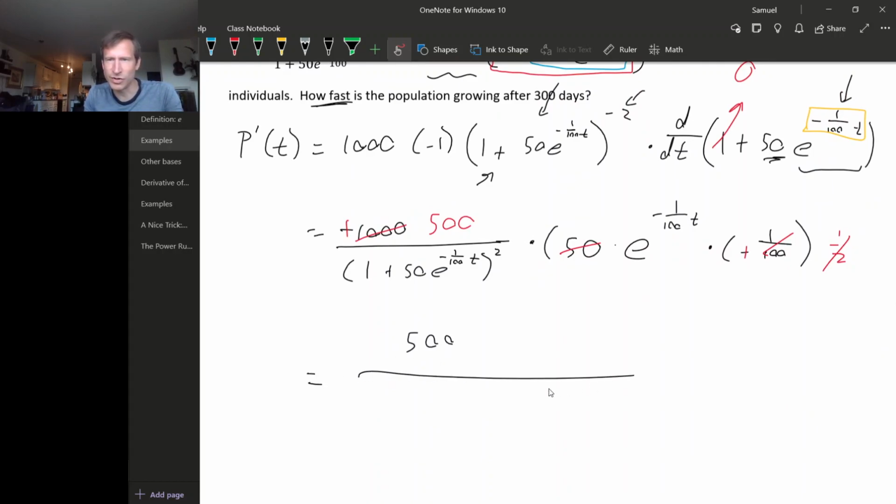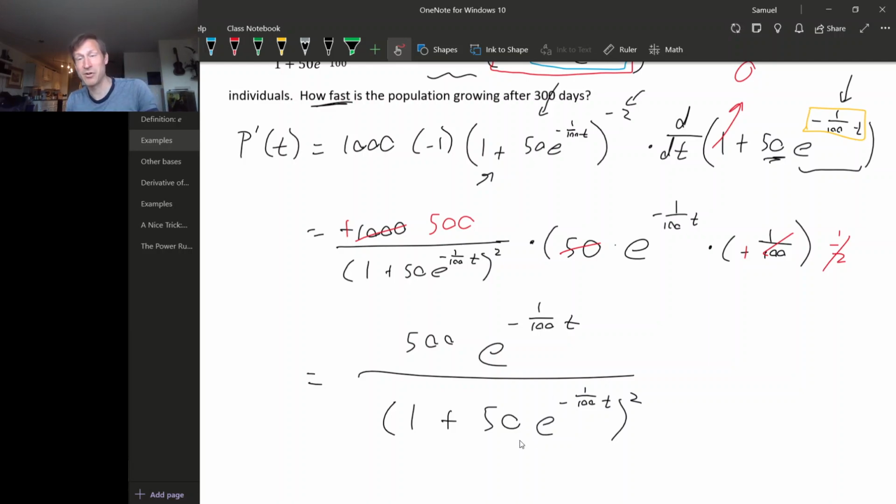500 e to the minus 1 over 100 t over 1 plus 50 e to the minus 1 over 100 t, all squared. All right, so there's our derivative.